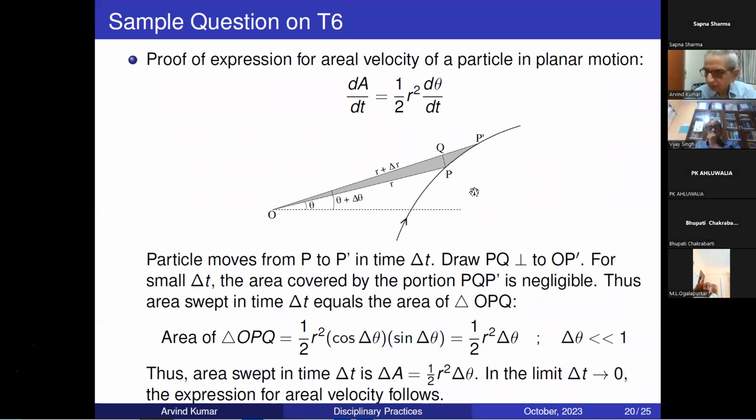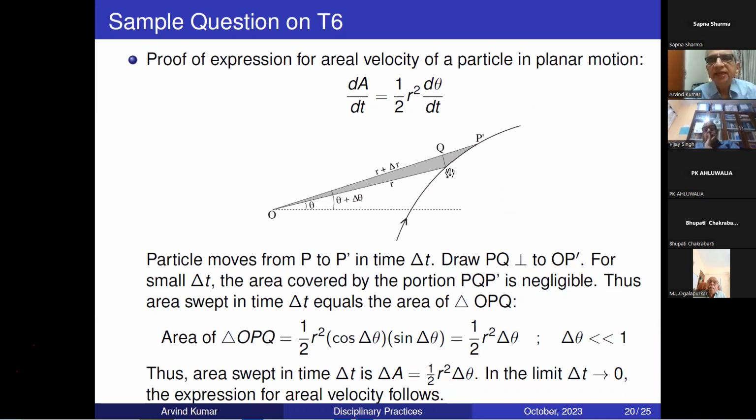So what is the justification for this PQP dash? The justification, which we rarely tell, I don't think even I have ever told this in my class, is that this area is a higher order infinitesimal. Our calculation is calculating delta A, delta t. These are all first order infinitesimals.